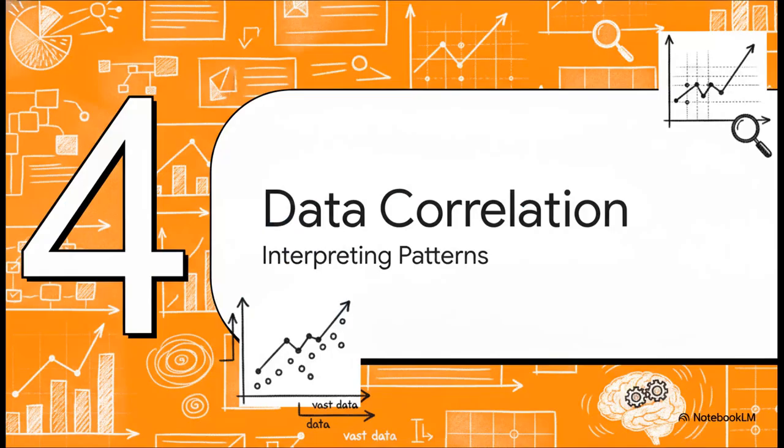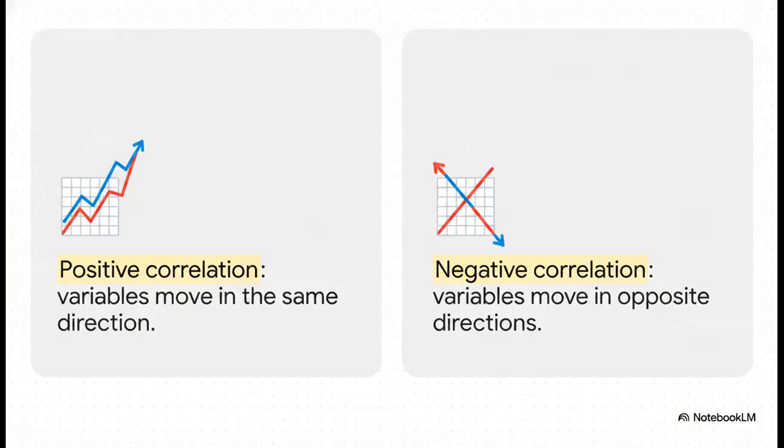All right, Section 4, Data Correlation, Interpreting Patterns. Next up, we need to examine how marketers actually find patterns hidden within all this vast data by looking at statistical relationships. Marketers need to know if two variables are actually linked.